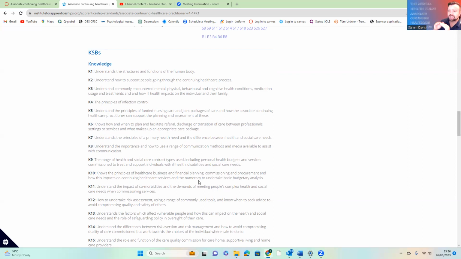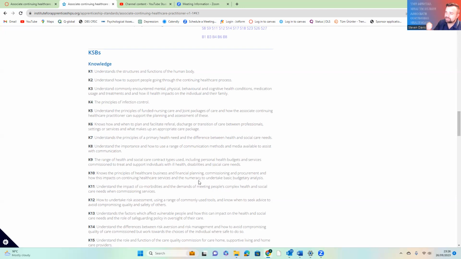Again, understand how to support people going through the continuing healthcare process. It's a government system, right? It can be quite complex, it can be difficult. So there are easy reading tools online. You need to give people the advice and guidance. You need to make sure that family and advocates are all up to date. So just understanding that.